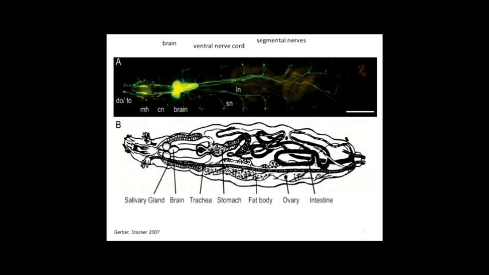Here's a picture of a third instar larva. On the top, the larva is expressing green fluorescent protein in its central nervous system. You can see the larva's brain, ventral nerve cord, and segmental nerves. And that is side by side with an anatomical comparison of the third instar larva. And you can see all the different organs and that sort of thing.